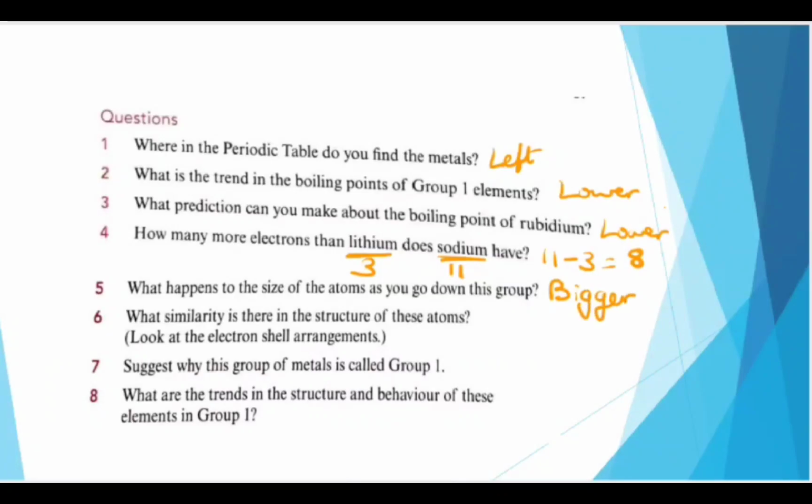What similarity is there in the structure of these atoms? Look at the electronic shell arrangement. They all have one electron in their valence shell. Yes, that's all that I can find as a difference. What was one similarity? Suggest why this group of metals is called group 1: because they have one electron in the valence shell.